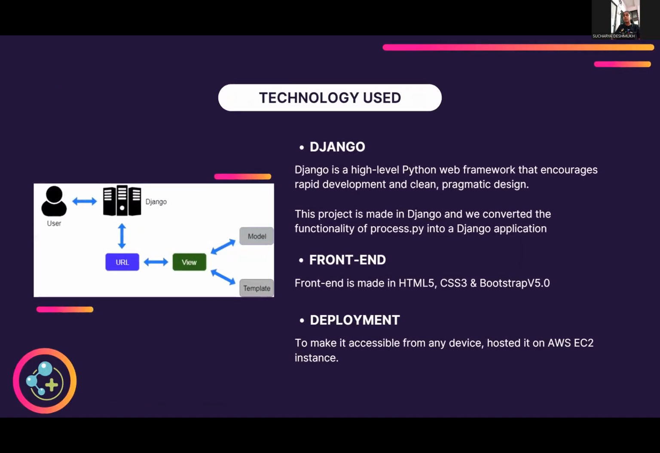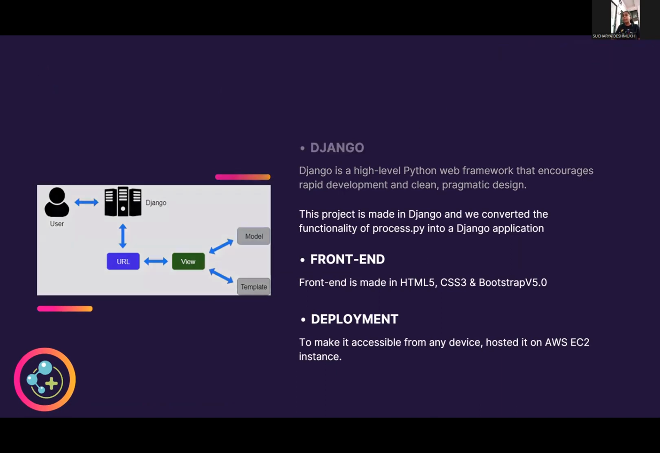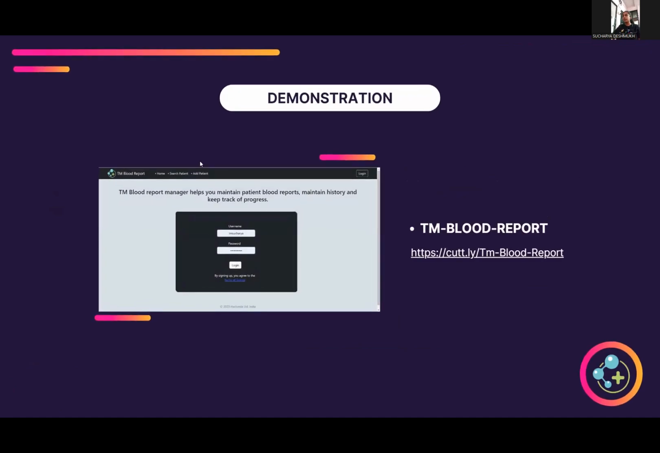So what technology have we used? Django, which is a high-level Python web framework that encourages rapid development and clean design. Also, Django provides us the built-in admin panel, and it also has some ML algorithm features. So that's why we are using it. And for the front end, we have HTML, CSS and Bootstrap. Also, to make it accessible from each device, we have deployed it on an EC2 instance. So let's go ahead with the demonstration.